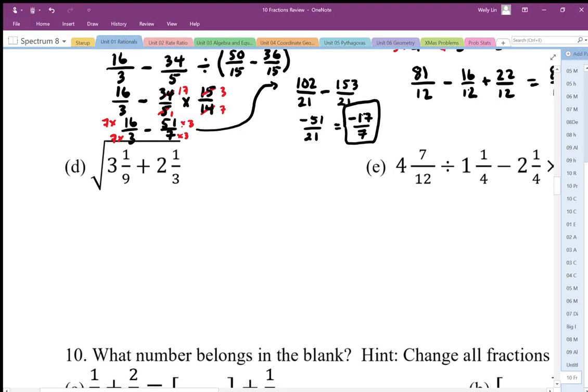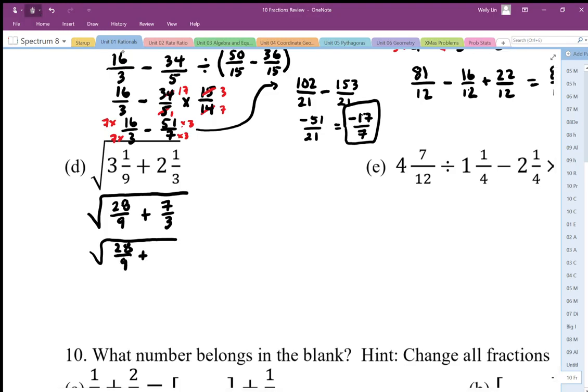Here, again, we want to convert these into improper fractions, so we end up with 28 over 9, and this plus this ends up being 7 over 3. Before we can square root, we need a common denominator to add those together. So we want a times 3 here, times 3 here, and we end up with 21 over 9.